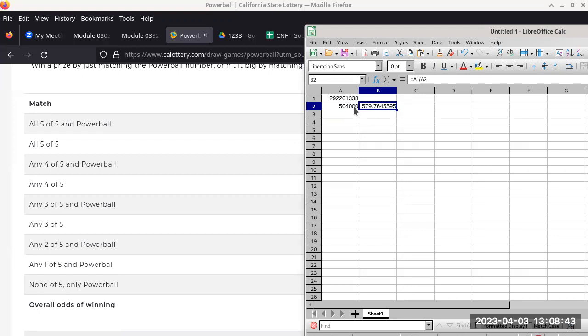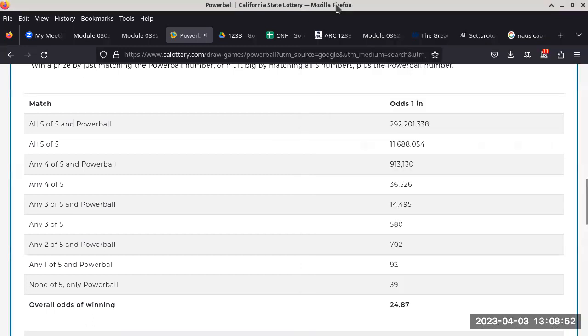So if you buy tickets, for every 580 you're probably going to get one winner. Not guaranteed.